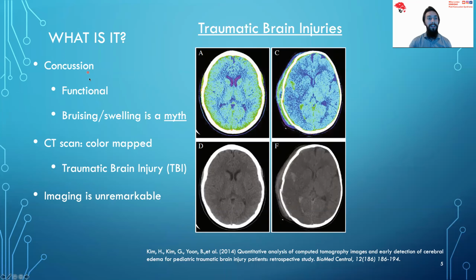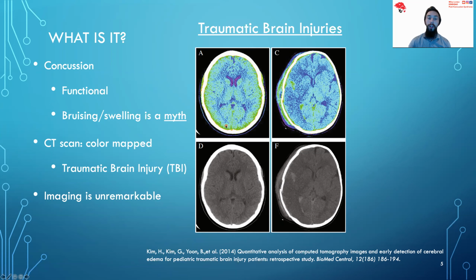So what is it? A concussion is a functional injury. So bruising and swelling is a myth. All right, so if we're looking at traumatic brain injuries, the image A and D are the same, the image C and F are the same, they're just color mapped.